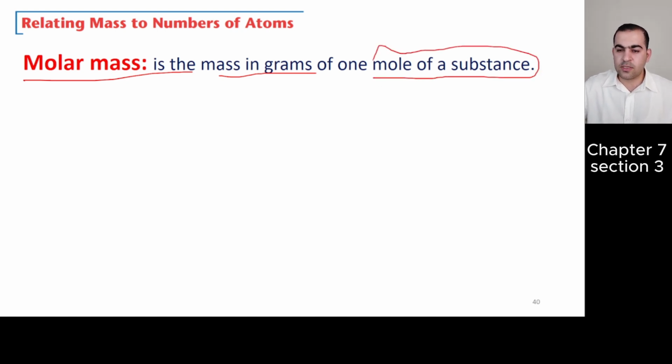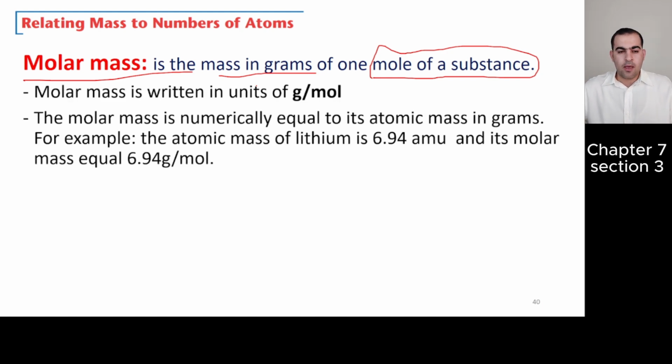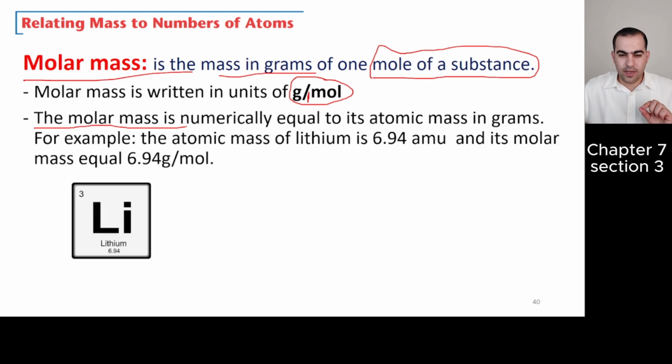It is the mass in grams of 1 mole of a substance, because 1 mole of a substance is never a kilogram, so we just use the gram. Molar mass is written in units of gram per mole. We mean the mass of something in 1 mole, gram per 1 mole. The molar mass is numerically, and that's important, equal to the atomic mass.